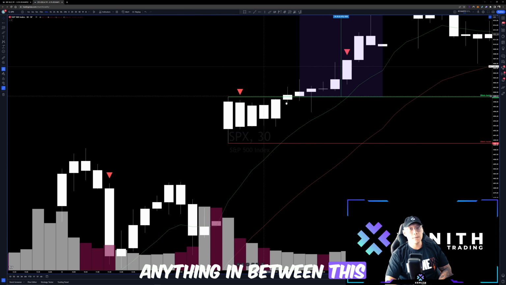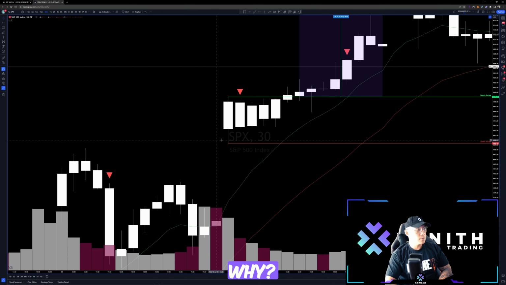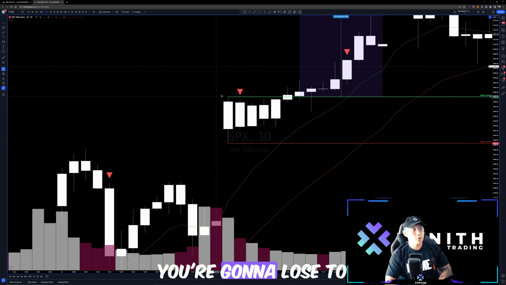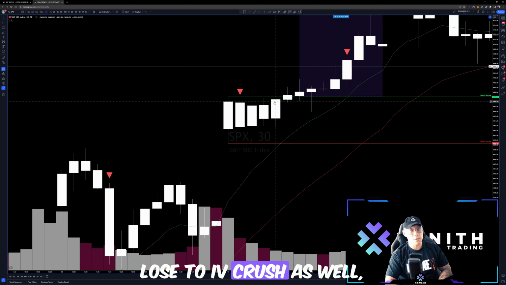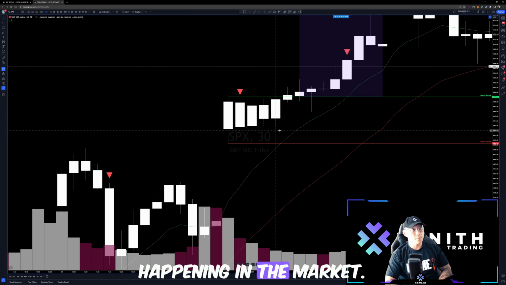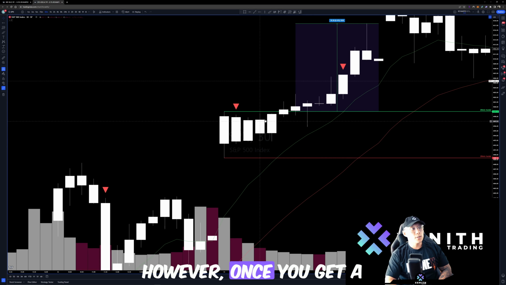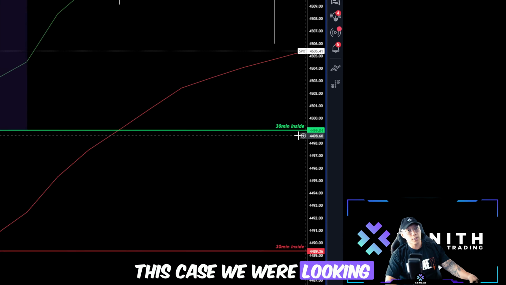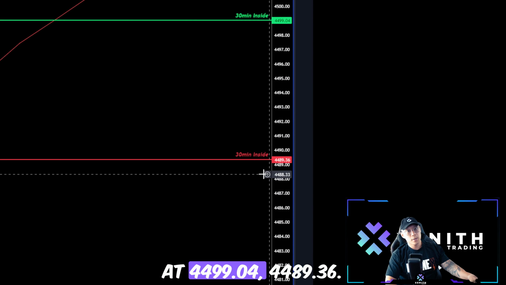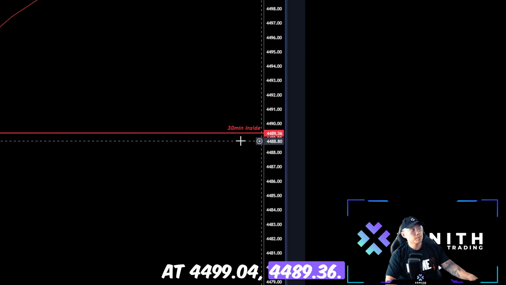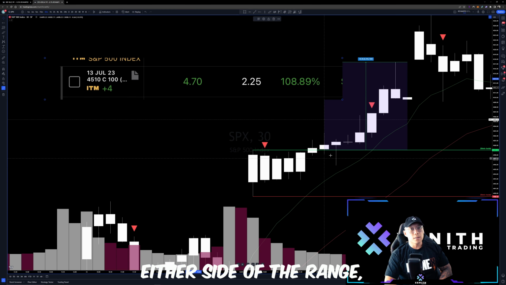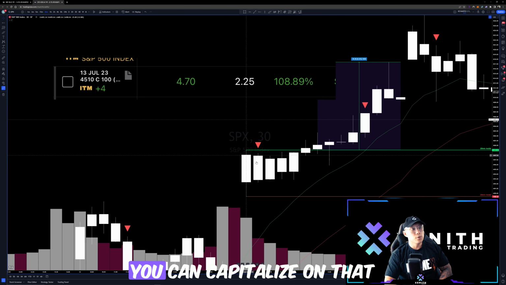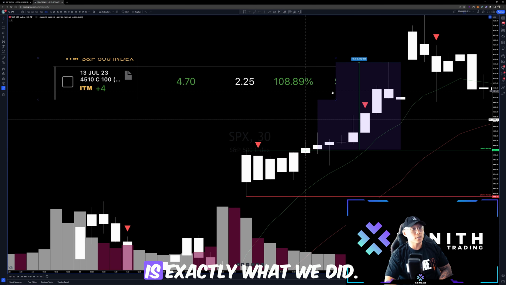Anything in between this range is a no trade zone. Why? Well, you're probably going to get chopped up. You're going to lose to Theta. You're going to lose to IV Crush as well, especially when nothing is happening in the market. However, once you get a break of either side, in this case, we were looking at 4499.04 and 4489.36. Once you get the break to either side of the range, you can capitalize on that direction of move, which is exactly what we did.